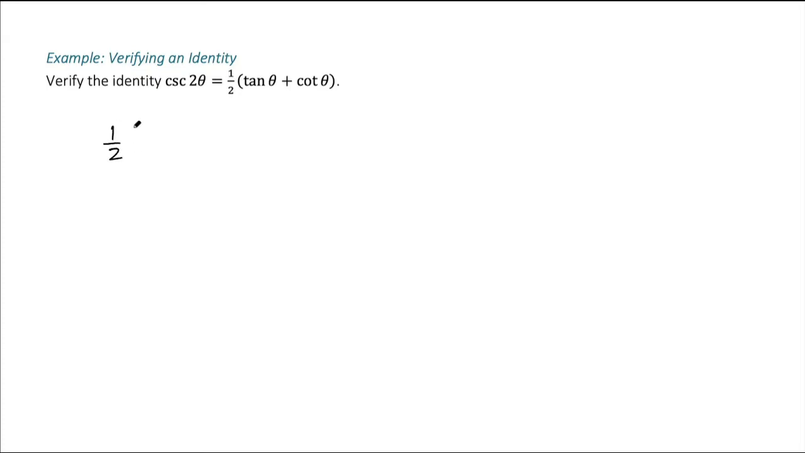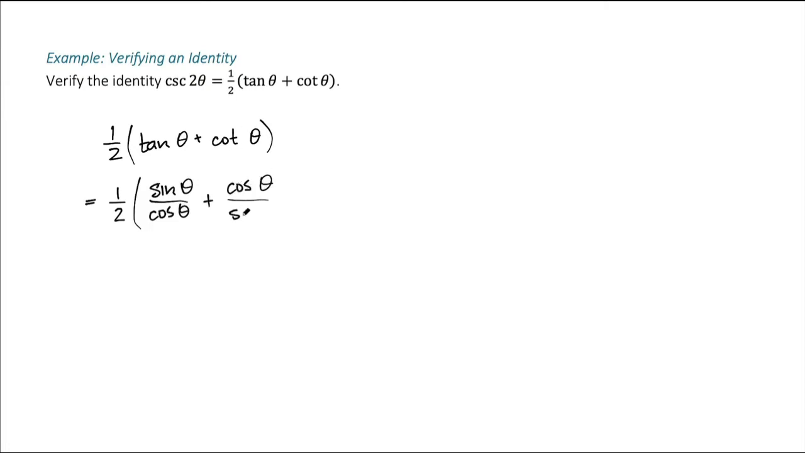I've got 1/2 times tangent theta plus cotangent theta, and here I don't really know anything I can do with these, so I'm going to write them in terms of sine and cosine and hope that that helps. So this is 1/2. Tangent of theta is sine theta over cosine theta, and cotangent theta is cosine theta over sine theta.